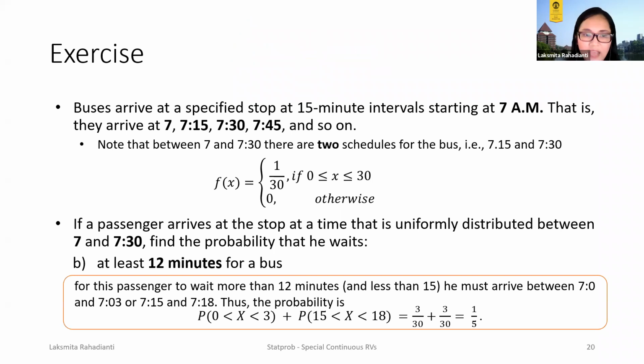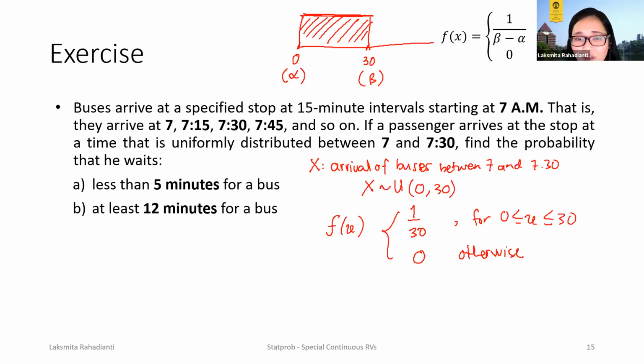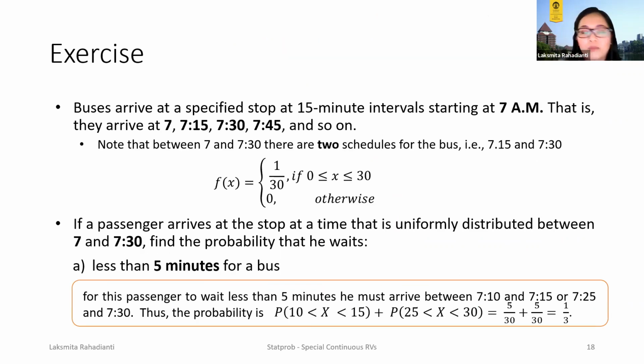And as previously, I can write it down. What's the probability of X being between 0 and 3, and the second one is the probability of X being between 15 and 18. I would like to correct myself right here. I apologize. This is not the arrival of buses. However, it is the arrival of the passenger, because we are using X to denote the arrival of the passenger between 7 and 7:30. Sorry, my mistake. And then we can compute the probability as follows.